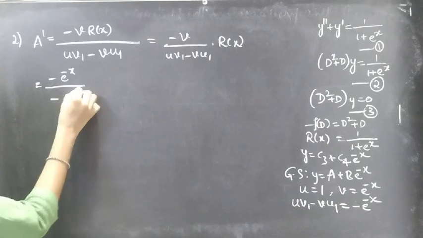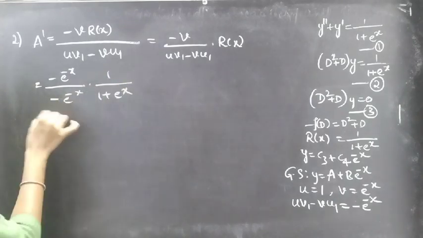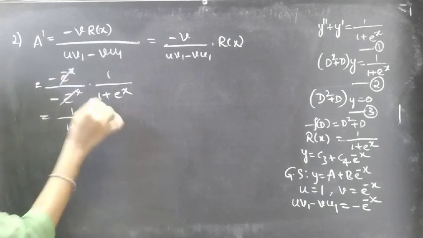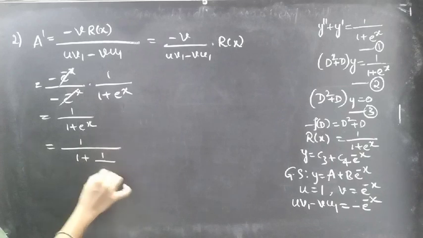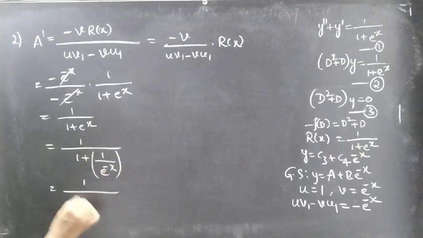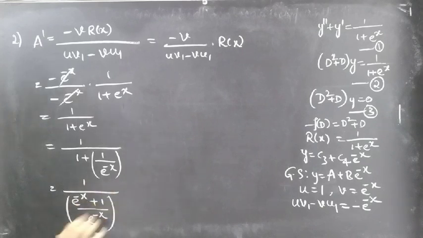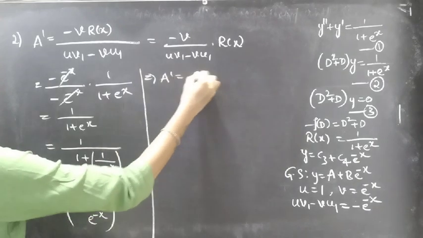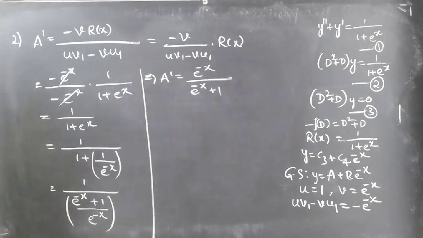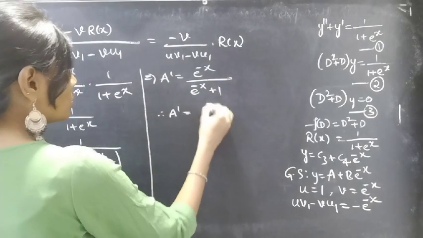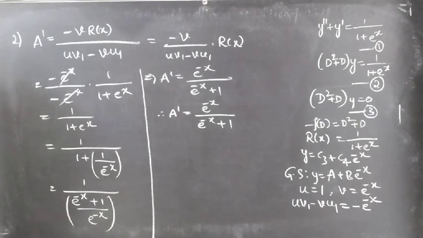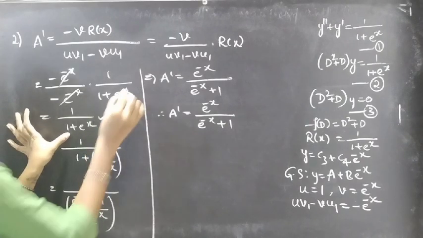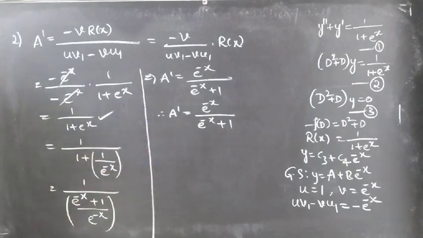u v1 minus v1 is minus e power minus x into r of x, 1 by 1 plus e power x, which gives us 1 by 1 plus e power x, right? Or we can write e power x as the reciprocal of e power minus x. Okay, this gives us 1 by e power minus x plus 1 by e power minus x, which gives us e power minus x by e power minus x plus 1. Therefore, a dash equals e power minus x by e power minus x plus 1. I am writing in terms of e power minus x because it is easy to integrate. Okay, so that it will be easy to find a. Either you can leave it here, or you can write in terms of e power minus x.